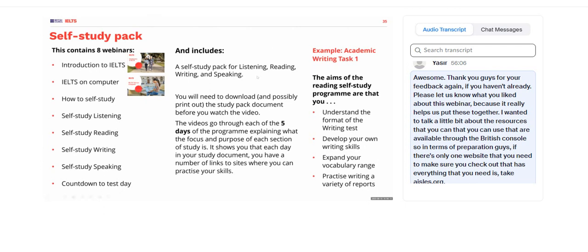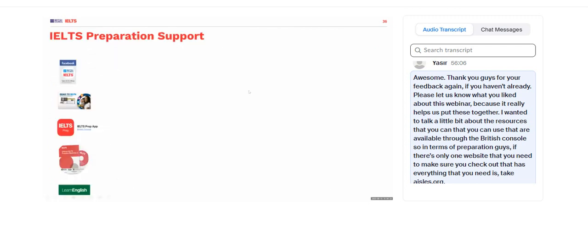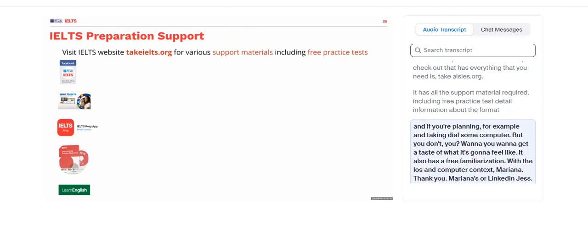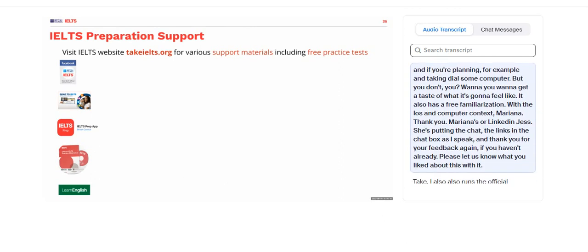I wanted to talk a little bit about the resources that you can use that are available through the British Council. So in terms of preparation, guys, if there's only one website that you need to make sure you check out that has everything that you need, it's takeielts.org. It has all the support material required, including free practice tests and detailed information about the format. And if you're planning, for example, on taking the IELTS on computer, but you want to get a taste of what it's going to feel like, it also has a free familiarization of the IELTS on computer test.